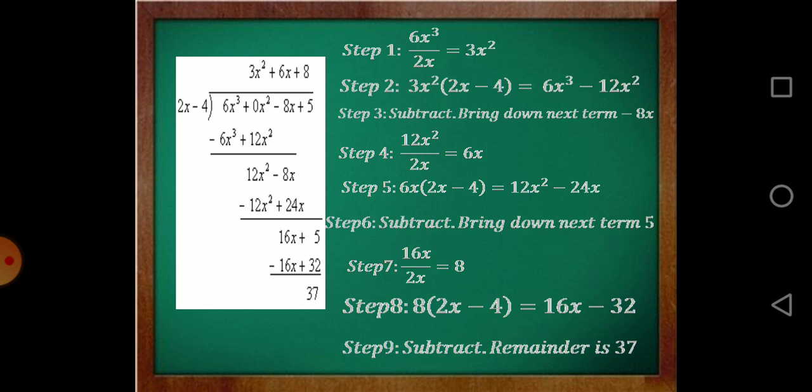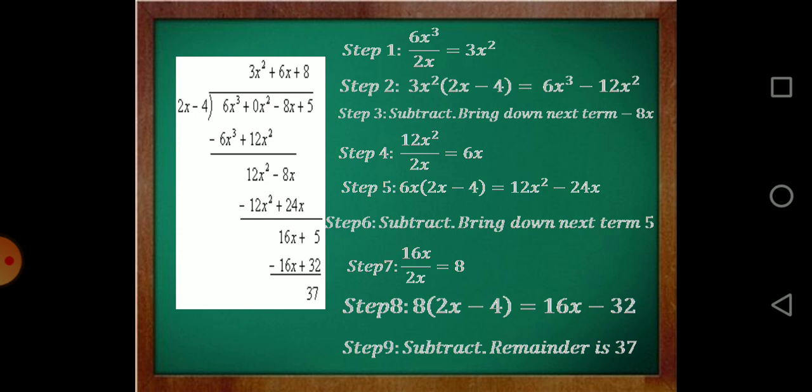Again, plus 6x cube and minus 6x cube get cancelled. And 0x square plus 12x square will give 12x square. And now bring down minus 8x. Again, the same process continues. Highest degree term of the dividend divided by highest degree term of the divisor, that is 12x square divided by 2x is equal to 6x. 6x into the divisor 2x minus 4 will give you 12x square minus 24x.